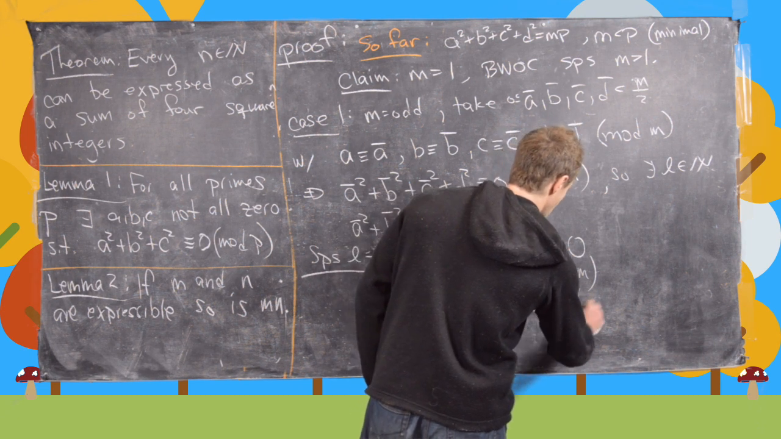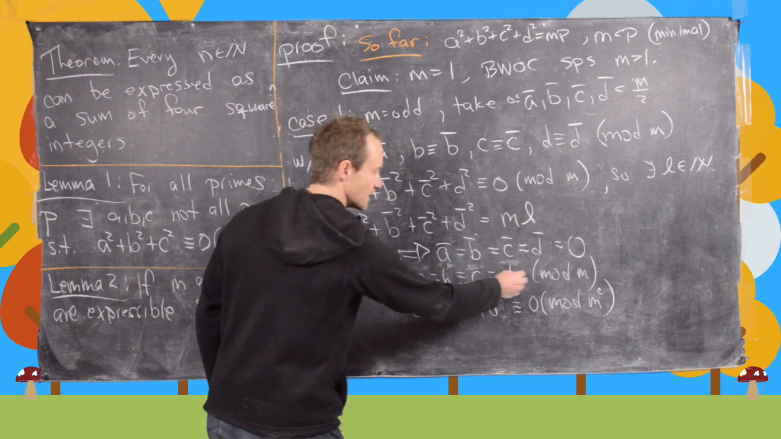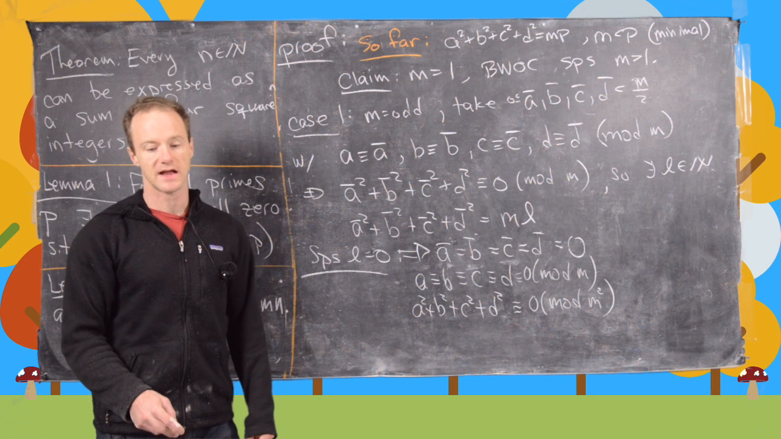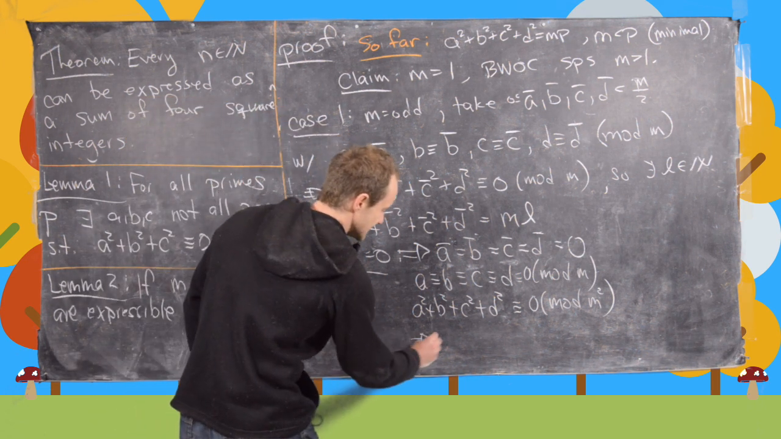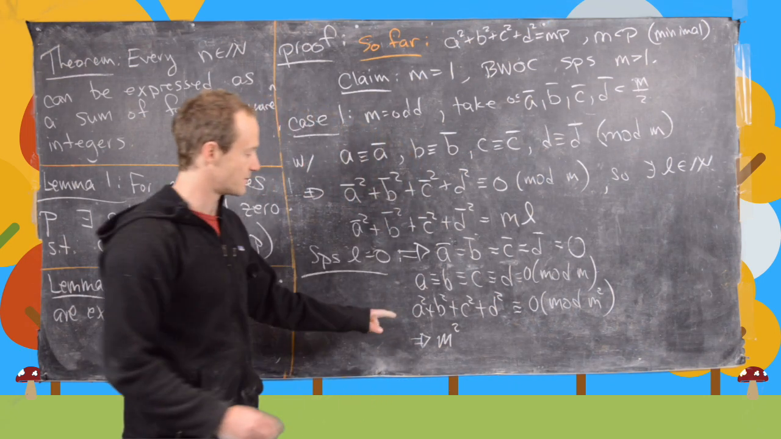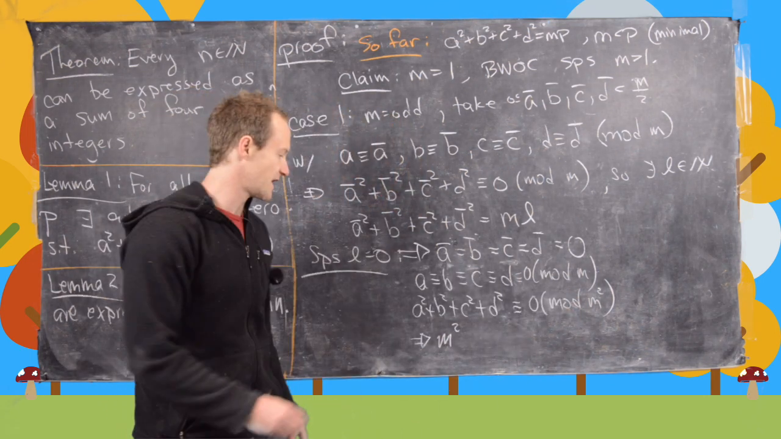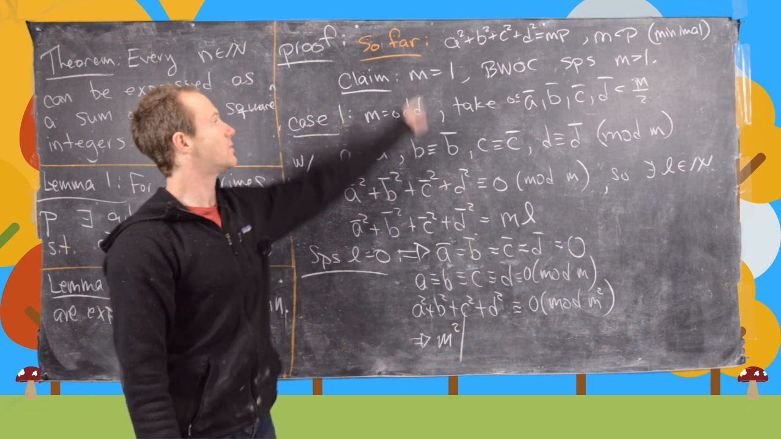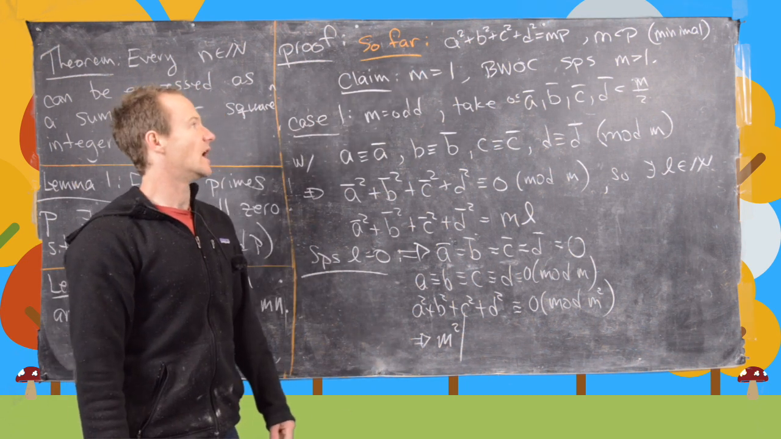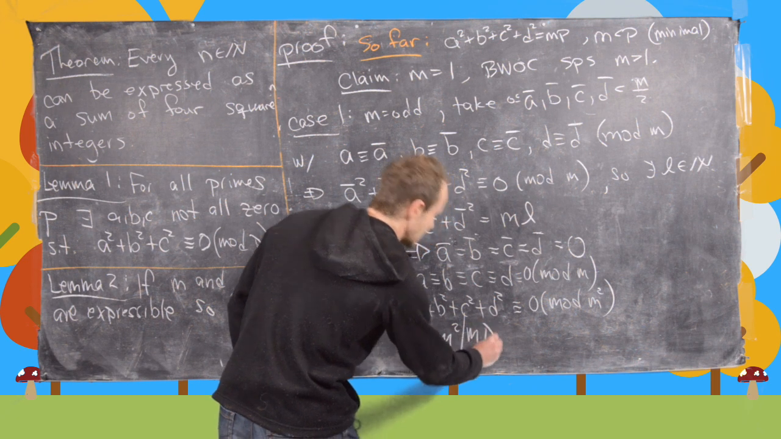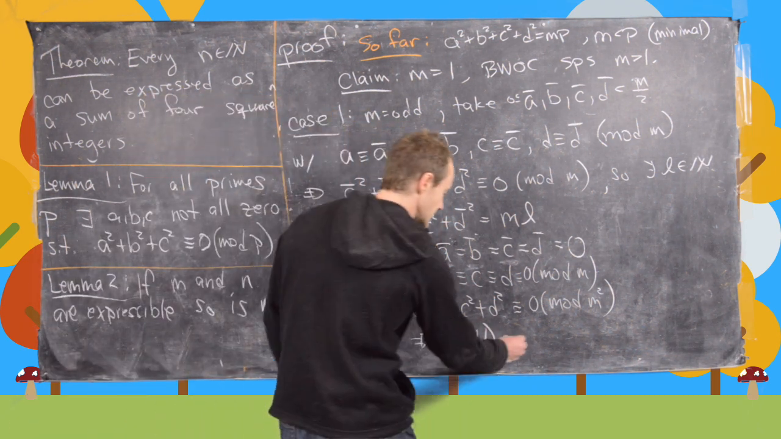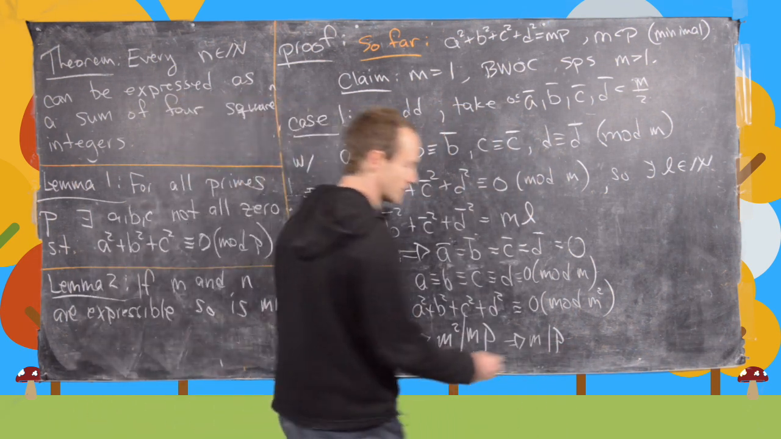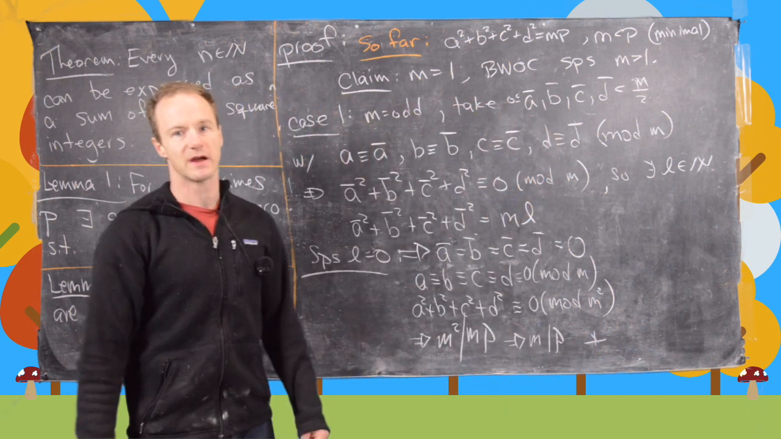Sorry, I missed a congruent to 0 mod m here. Okay, so that's congruent to 0 mod m. So what that tells us is that m squared, remember m squared is over here, has to divide this a squared plus b squared plus c squared plus d squared. But recall that a squared plus c squared plus b squared plus d squared was equal to mp, so that means m squared divides mp, but that means that m divides p. But that's a contradiction, because remember, we said that m had to be bigger than 1.